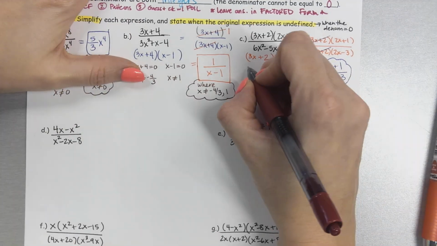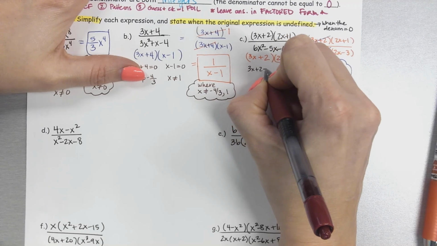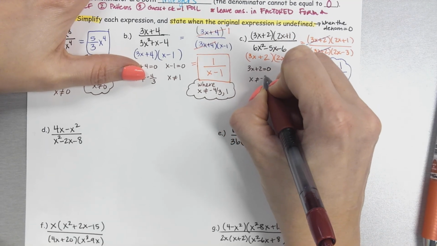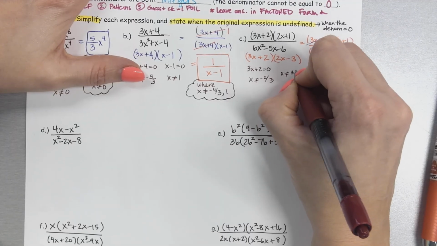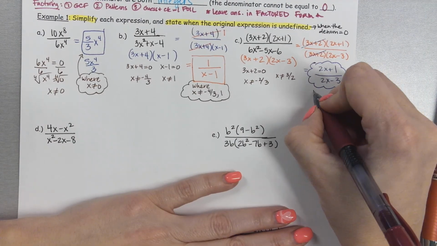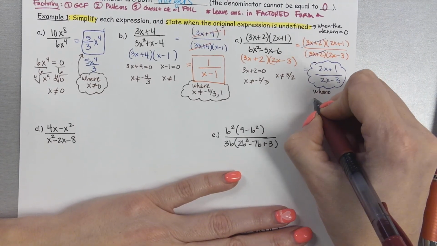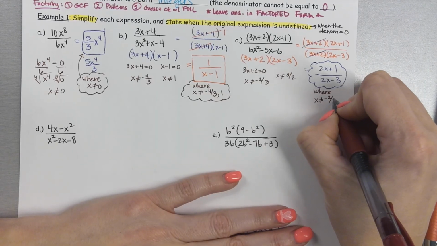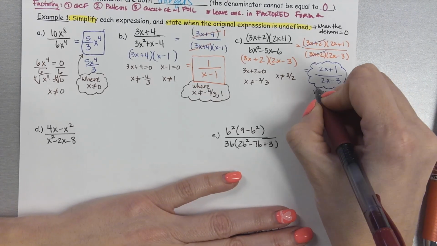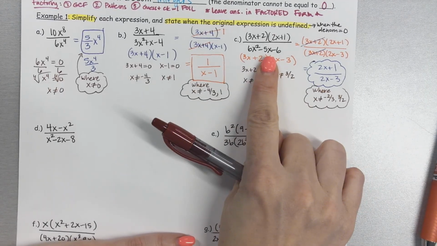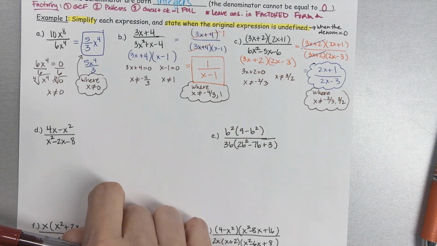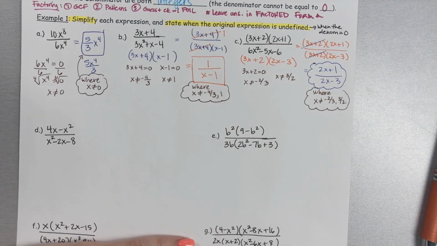All right, so if you set each of those equal to 0, you get x can't be negative 2/3, and x cannot be 3/2. How do we do? You guys with me on that? Okay. So the reason why it can't be those is because if you plugged it in, the denominator would be 0, and you can't divide by 0.